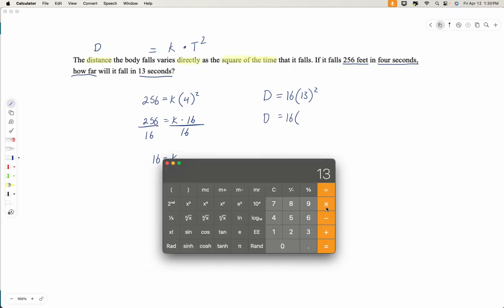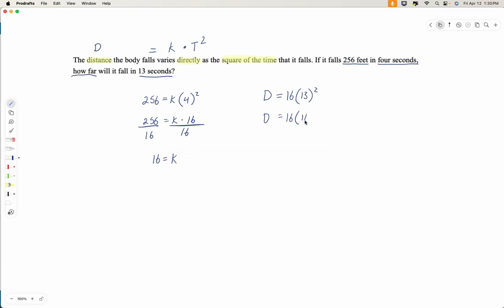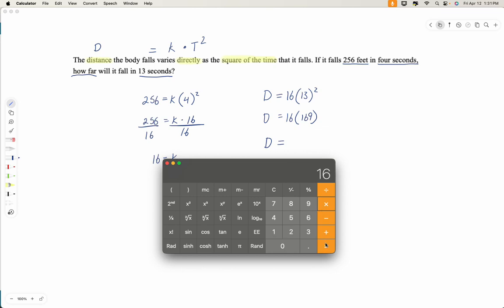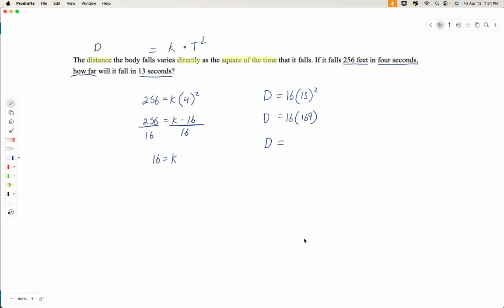So 13 times 13 is 169. So 16 times 169 is 2,704. So 2,704, and the unit of measure is feet. That's your answer. 2,704 feet is how far it will fall in 13 seconds, given these conditions.